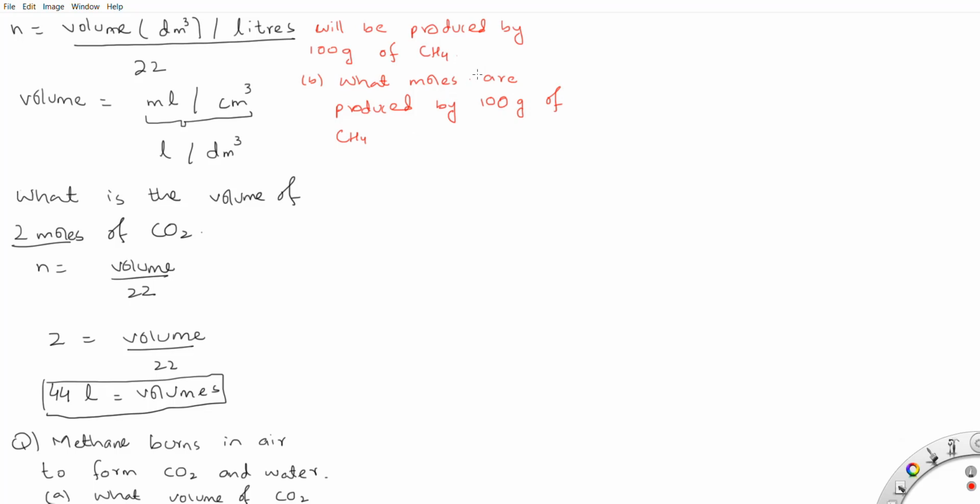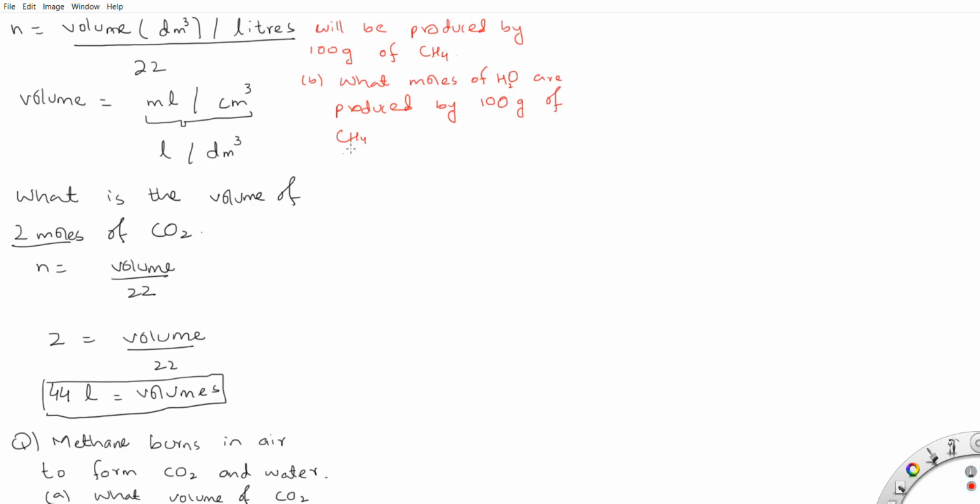So this is what moles of oxygen, or it can be water, H2O. What moles of water are produced by 100 grams of methane? And okay, let's keep it clear.